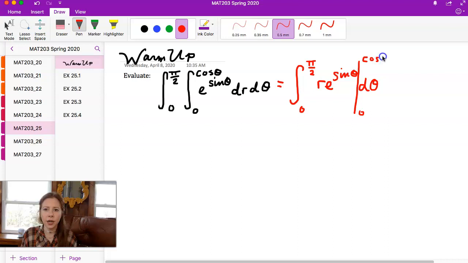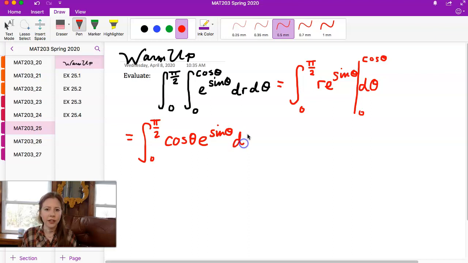And so this is where it gets a little bit messy. So we still have our integral from 0 to pi over 2. And then we're going to have cosine theta times e to the sine theta minus 0 d theta. So I'm going to plug in my cosine theta for r. So we have cosine theta e to the sine theta d theta. All right, so this is a little bit messy looking.